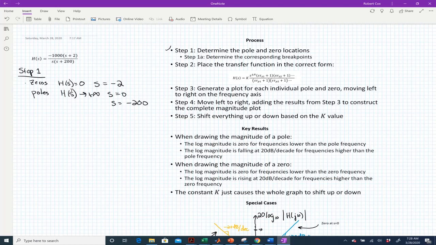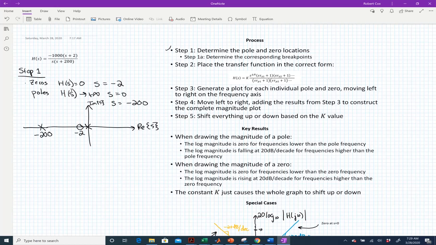So if I look at this, again, I like to draw my pole-zero plot. This is my imaginary part of s, and this is my real part of s. I have a pole, which I mark with an x, at 0. I have another pole out here at s equal to minus 200, so that's another x. And then I have a zero here at minus 2. That's our basic graph. It shows the relationships of these.